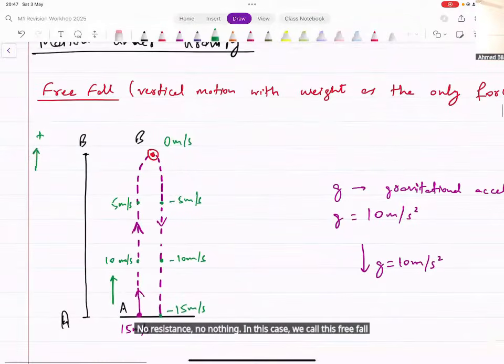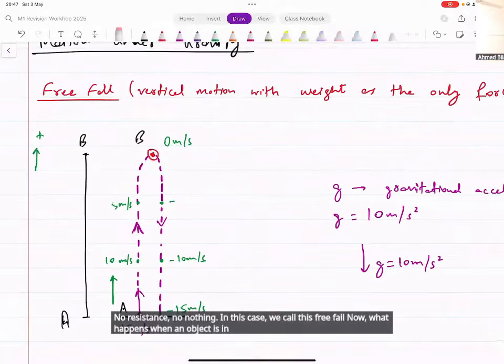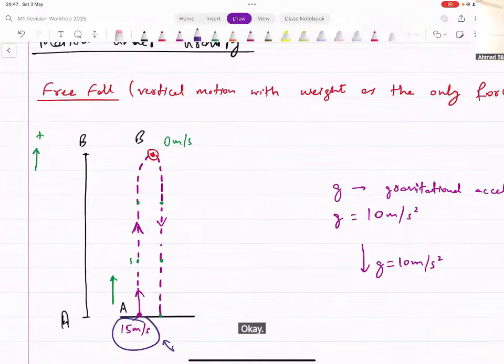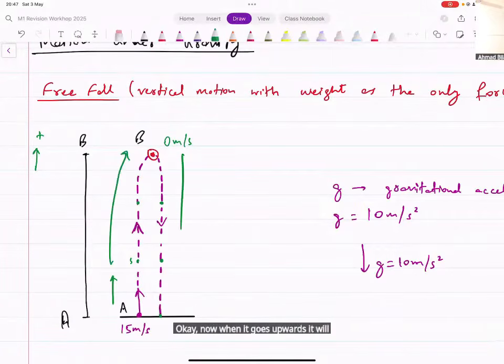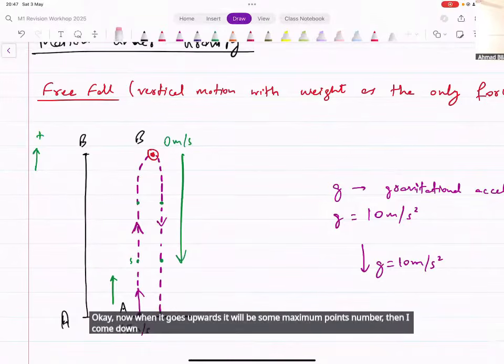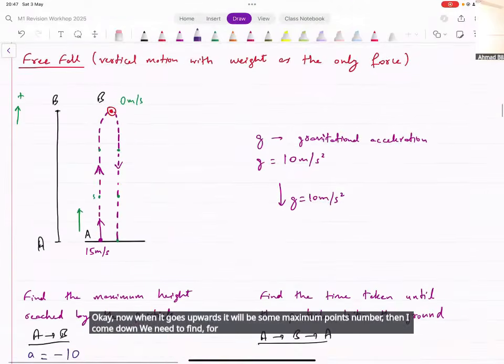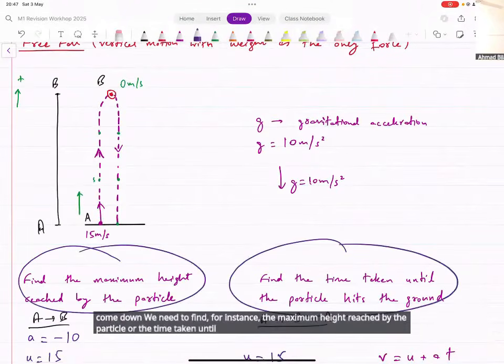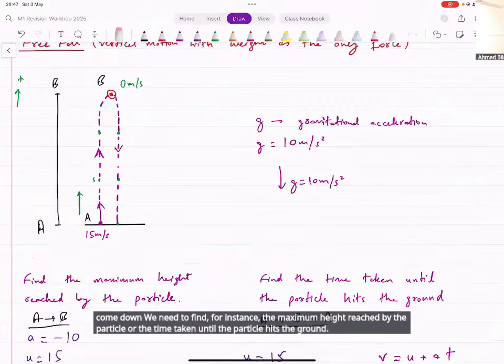In this case, we call this free fall. Now, what happens when an object is in free fall? Let's say we have this object, and we projected it upwards from this point at a speed of 15 meters per second. When it goes upwards, it will reach some maximum point, then it'll come down. We need to find, for instance, the maximum height reached by the particle or the time taken until the particle hits the ground. How can you find these two things?